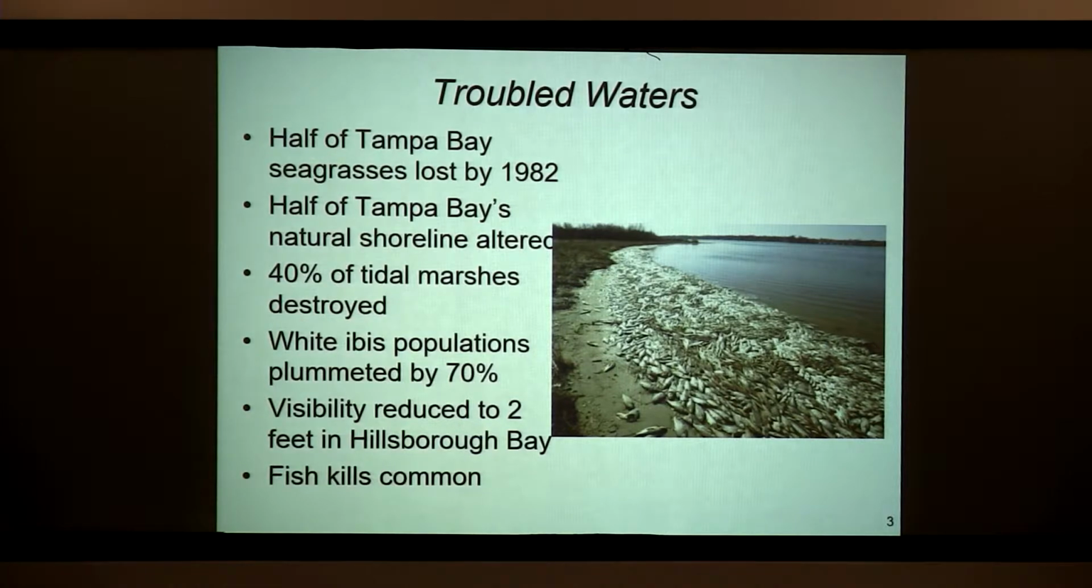Between the 1950s and the 1980s, about half of Tampa Bay seagrasses were lost. We've lost half of our natural shoreline, 40% of our tidal marshes. The white ibis populations and fish kills were common. Visibility was reduced to about 2 feet in Hillsborough Bay, which is the eastern lobe of Tampa Bay. And to put that in perspective, visibility is now typically around 14 feet. So we've seen a tremendous recovery in the bay.